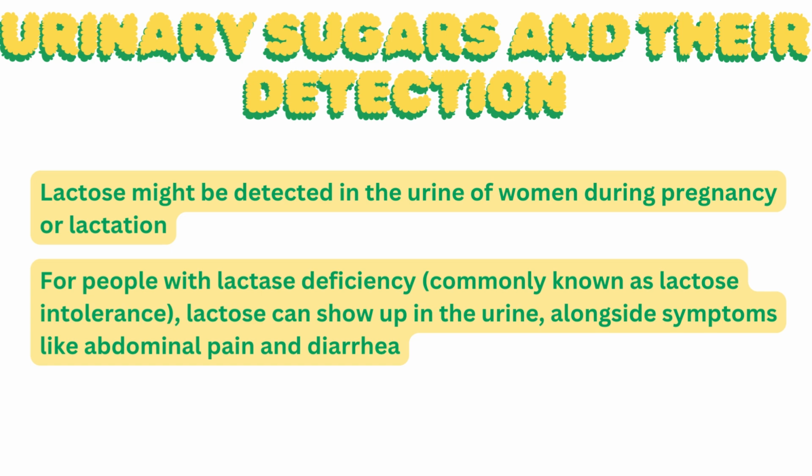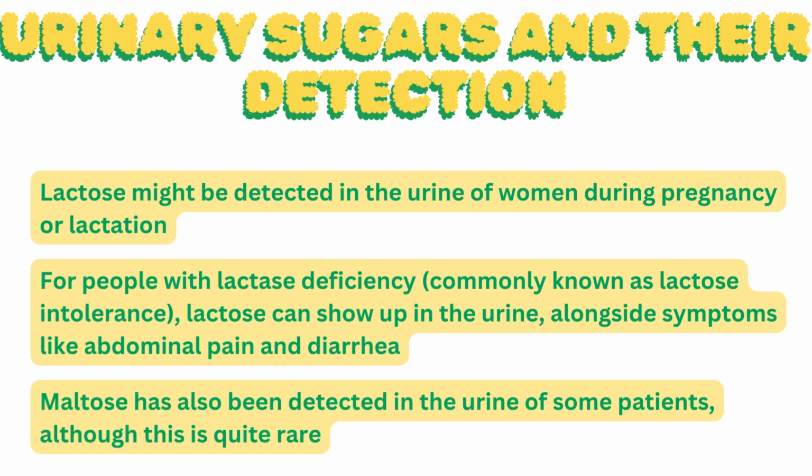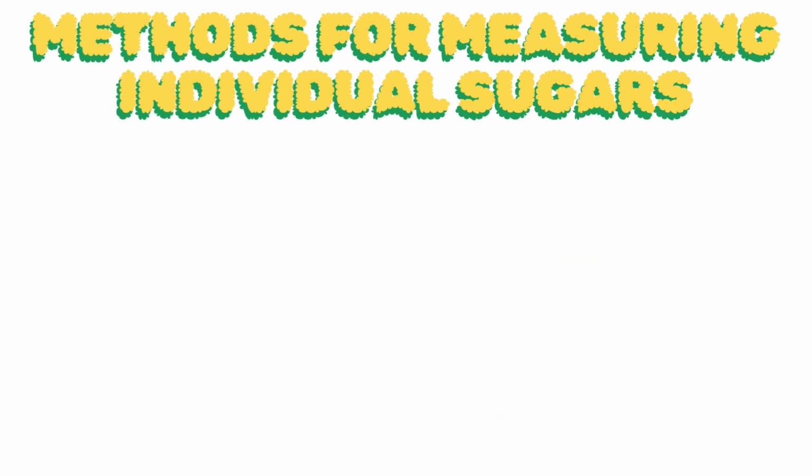For people with lactase deficiency, commonly known as lactose intolerance, lactose can show up in the urine, alongside symptoms like abdominal pain and diarrhea. Maltose has also been detected in the urine of some patients, although this is quite rare. Interestingly, not all reducing substances in urine are sugars. For example, ascorbic acid, also known as vitamin C, can also be found in the urine, potentially interfering with certain tests.